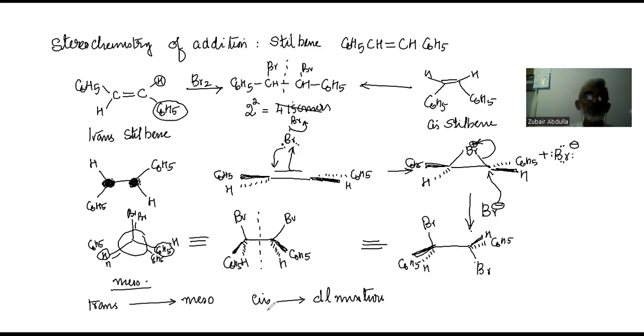And remember, you won't get a DL mixture from trans, nor will you get a meso compound from cis. And therefore, this reaction is stereospecific. This reaction is stereospecific. So this is the geometry of addition reaction of bromine molecule.